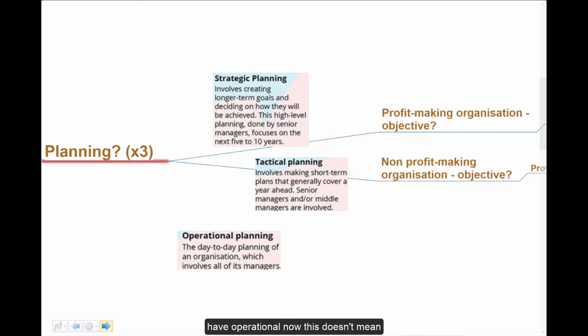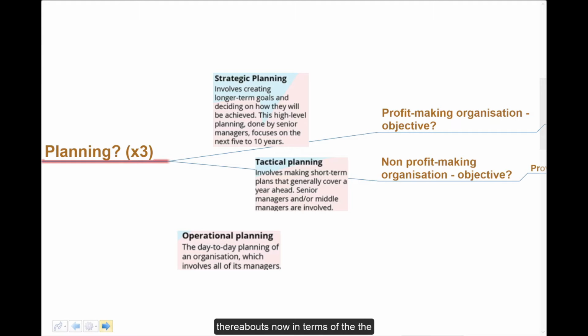Down the bottom we have operational. Now this doesn't mean it's unimportant. Operational planning is important because this is about day to day. This is about nuts and bolts. This is about what happens on the coalface, on the ground. And it may well involve all managers. And certainly it's very much short term. Obviously, day to day, week to week, probably month to month. So you're probably talking about 0 to 1 year, 0 to 2 years, or thereabouts.